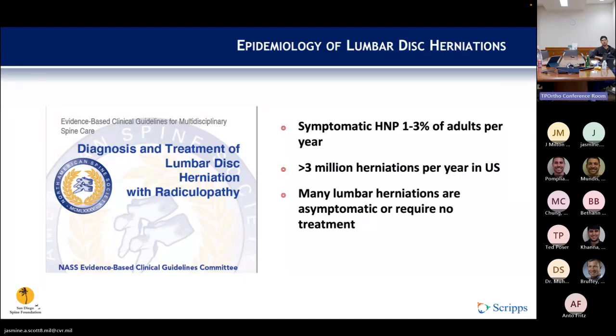All right, so there's a lot of different studies on epidemiology of lumbar disc herniations, but they are extremely common. This is from the NAS guidelines, but basically over 3 million herniations in the United States per year. And then many of them are asymptomatic or require no treatment.